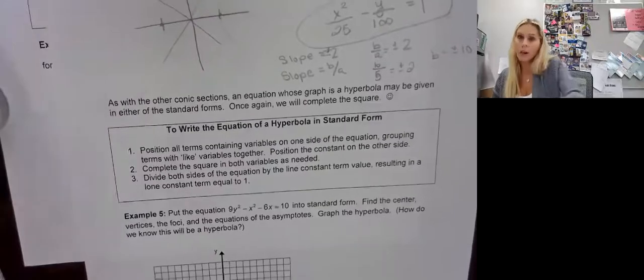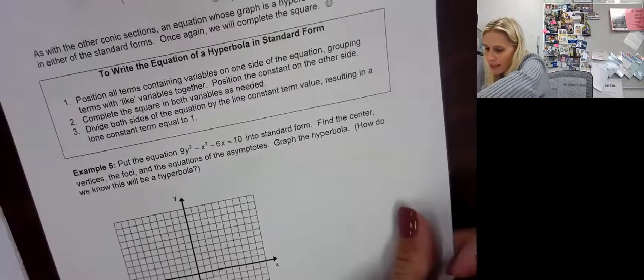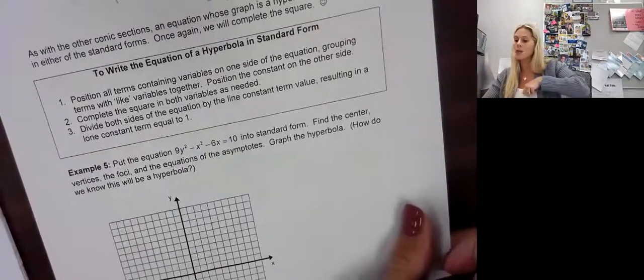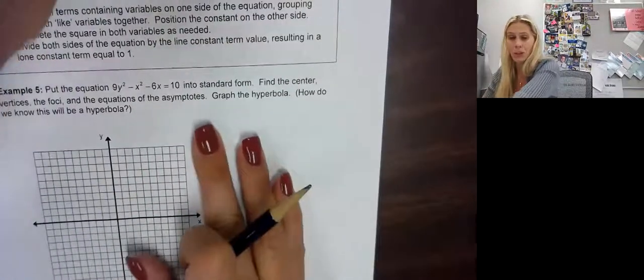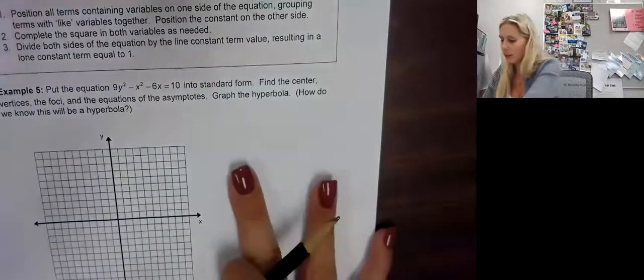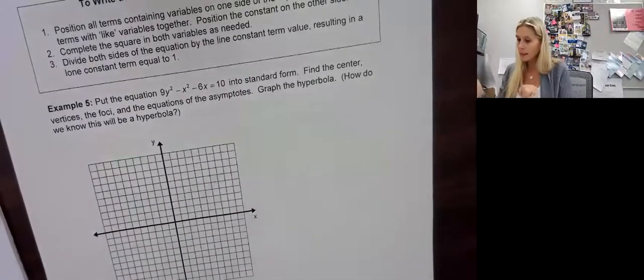All right, more. You gotta complete the square, right, guys? Okay, so it says here, put the equation in a standard form, find the center, vertices, foci, and the equations of the asymptotes. So it's gonna give us more practice with the asymptotes. So hopefully we have a better handle on it now. All right, let's complete the square.